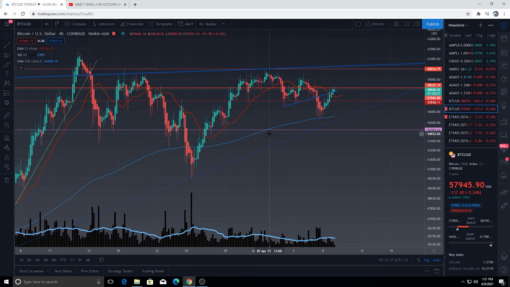Buy Bitcoin, dollar cost average when it dips below the EMA 200, and I think you'll be a happy camper. All right. Volatility. Why is there such volatility in Bitcoin?